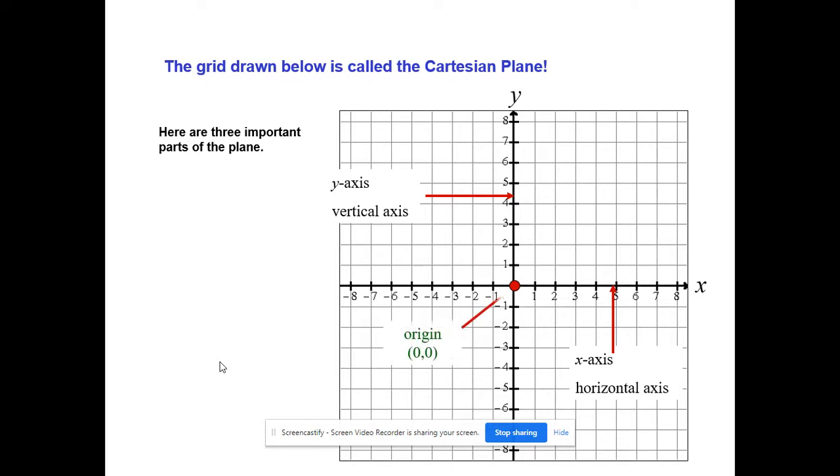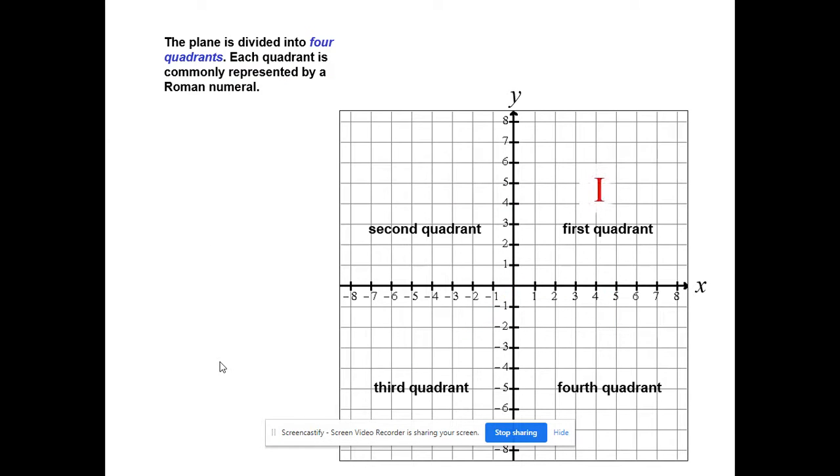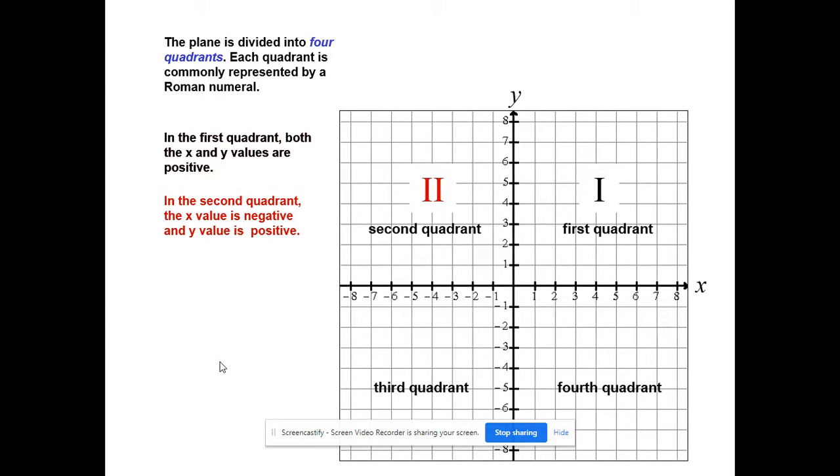So a few important parts of a Cartesian plane. I've got a vertical axis y, a horizontal axis x, and the origin is at point (0, 0). So that point in the middle of the plane, we're going to be calling the origin. The plane is divided into 4 quadrants. So I've got quadrant 1, which is where x and y are positive. That's in the top right. Then I go counterclockwise to my second quadrant 2, my third quadrant 3, and my fourth quadrant 4.